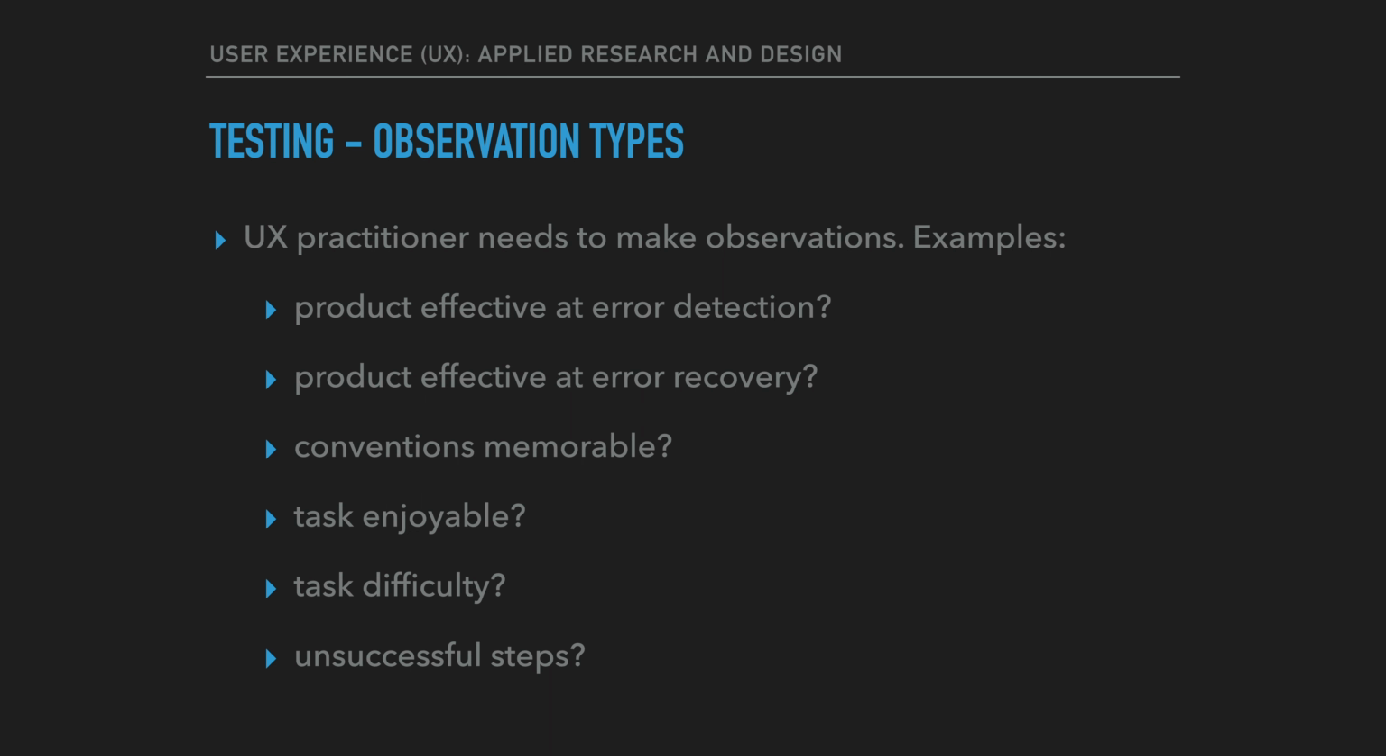It is important to note that the UX practitioner needs to make certain types of observations throughout the test. Here are some examples. Was the product effective at detecting errors? Was the product effective at recovering from errors? Are conventions using the product easy to remember? How enjoyable was the task to accomplish? How difficult was the task for the user? And why was the user unsuccessful in any given step?